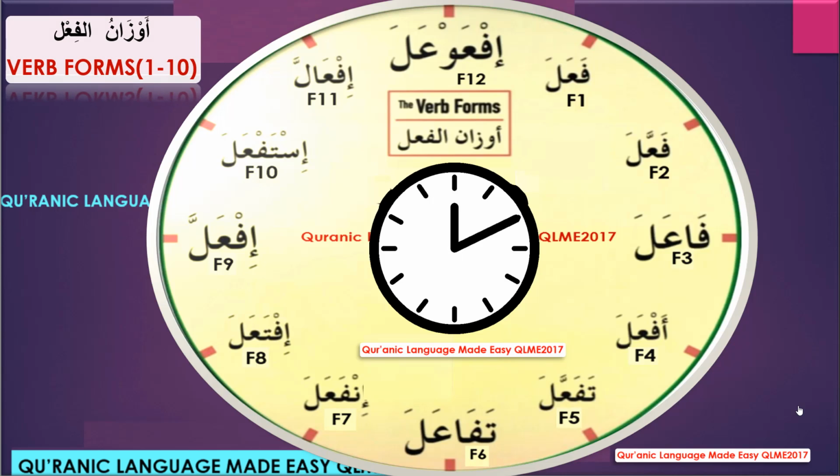Today we are going to learn about the verb forms, أوزان الفعل. Before starting the actual lesson 1 from unit 3 about the different Arabic forms or families, I want you all to learn some basic concepts first so that it'll make it easy for you all to understand the lessons after, inshallah. So let's begin. Bismillahir Rahmanir Rahim.